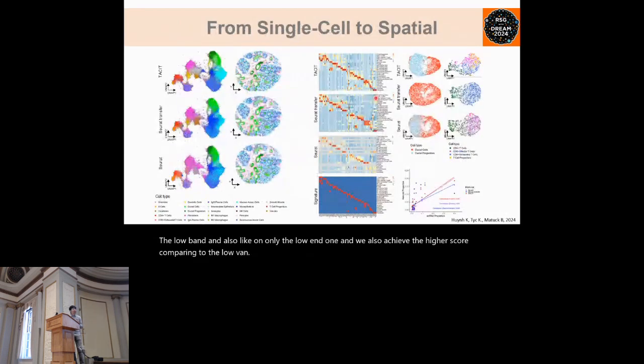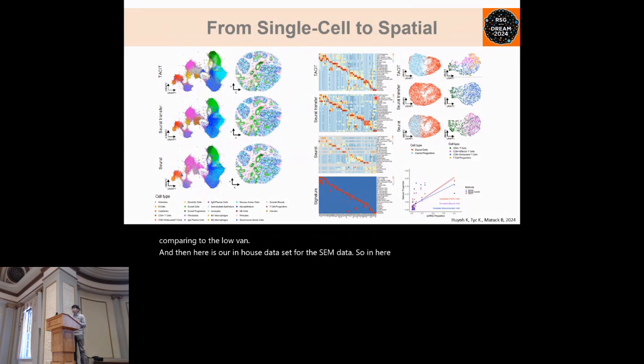And then here is our in-house data set for the Axiom data. Here, we're using the single cell data to derive the list of signatures, and then using that to run our method. As you can see, for TACIT on the top, when we compare with Seurat transfer and Seurat, you can see the three groups here are very clear compared to the mixture of the groups in the Seurat one here.